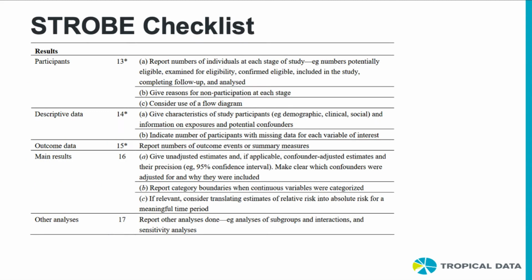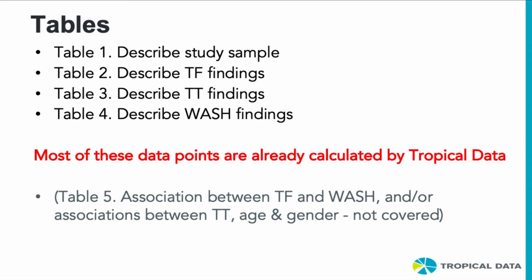When thinking about what to put in your results section, we can refer back to the STROBE Checklist, which we have come across in the Introduction and Methods section. Here are some suggestions for tables, which will cover some of the key data points suggested in the STROBE guidelines. Most of these data points are already calculated by Tropical Data, so much of the work is concerned with identifying the correct data from what is available. Association analyses between TF prevalence and WASH data, and TT prevalence and age and gender data is another possible form of data analysis, but is beyond the scope of this workshop.